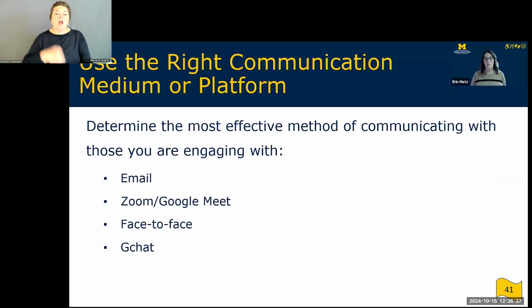We also need to make sure that we're using the right medium or the right platform to communicate. Effective communication requires us to consider whether you need to meet in person or if you can meet over Zoom instead. Is your message casual enough to use GChat, or would a more formal email be more effective and thorough? Whatever you choose should be intuitive and appropriate for the current situation and the people that you're communicating with.